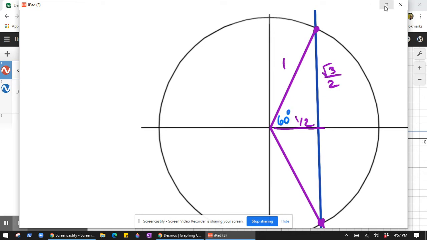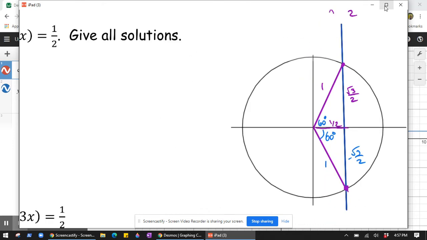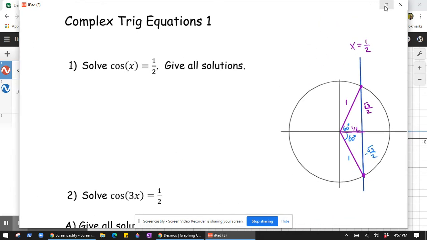Okay, and by symmetry, again, this is the unit circle, so that's 1. This would be negative √3/2. So that angle there, the reference angle is 60 degrees. Of course, in standard position, we would call that negative 60 degrees. So this gives me my answers.